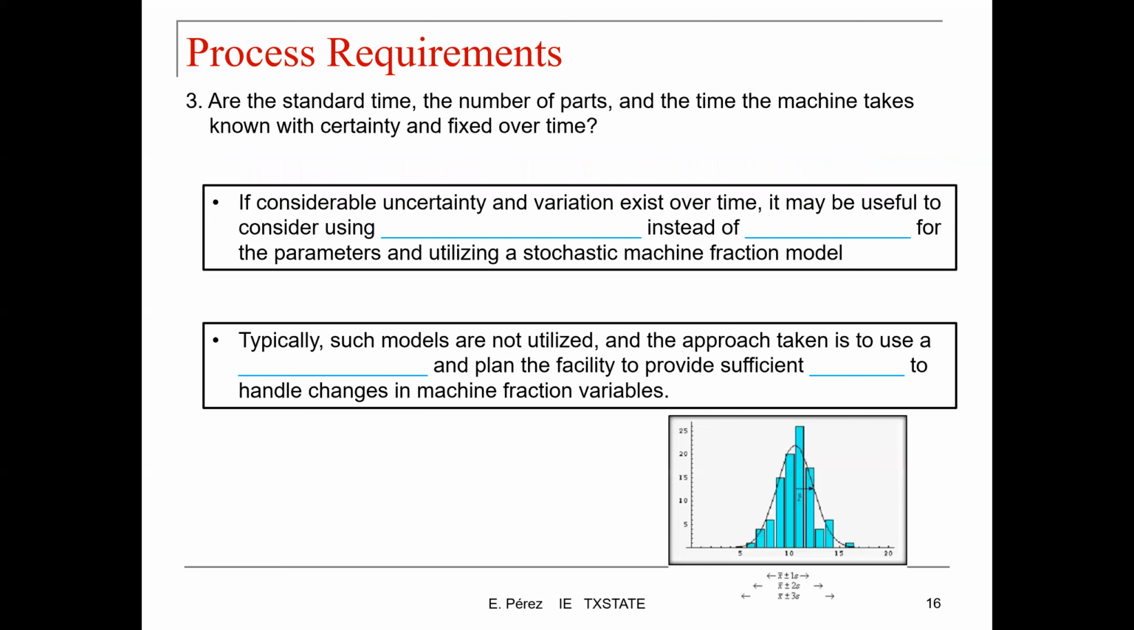Let's look at the third question. Are the standard time, the number of parts, and the time the machine takes known with certainty and fixed over time? If considerable uncertainty and variation exists over time, it may be useful to consider using probability distributions instead of point estimates or the deterministic values for the parameters, and utilizing a stochastic machine fraction model.